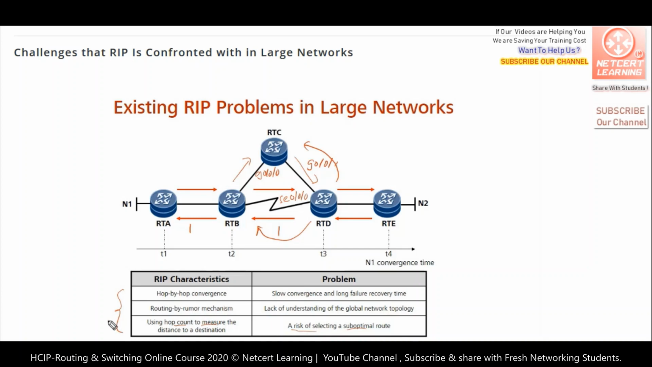But then again, RIP is a very simple protocol meant for a small network. So RIP is still surviving and is very good in a simple network, such as a home network or small network. So it's not that RIP is not used at all, but RIP is still being used in smaller networks.